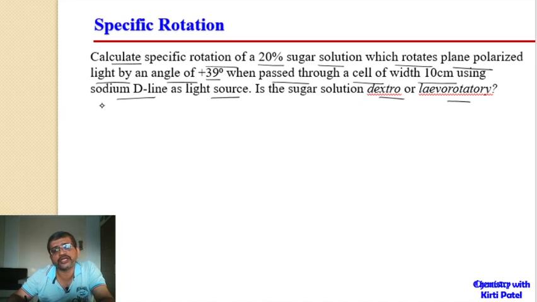Specific rotation के लिए या कोई भी प्रॉब्लम के लिए सबसे पहली चीज होती है कि हमें यहाँ पे given quantities क्या है वो लिखना है. We have to first write the given quantities.